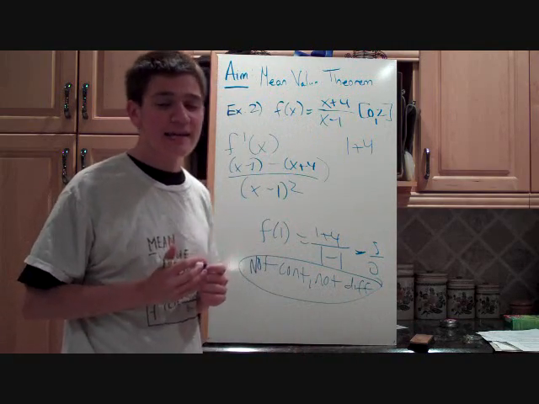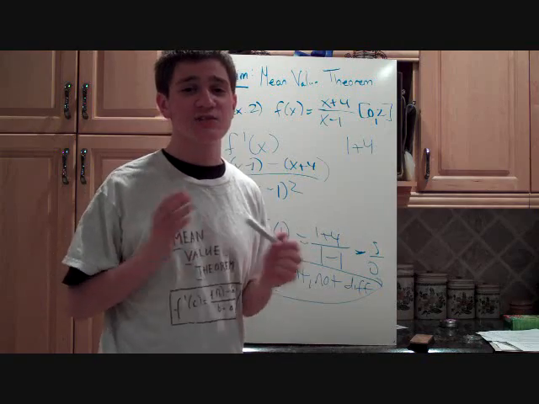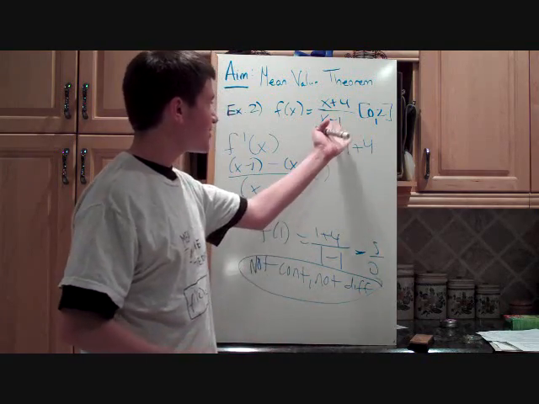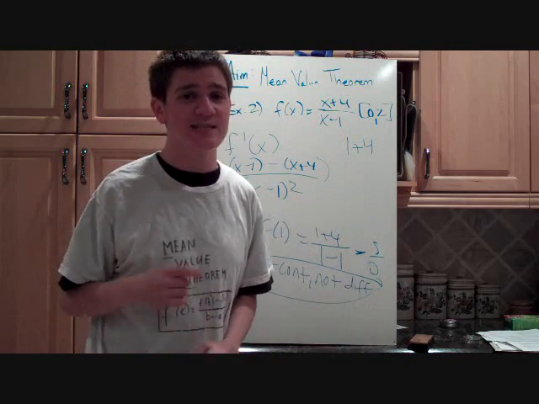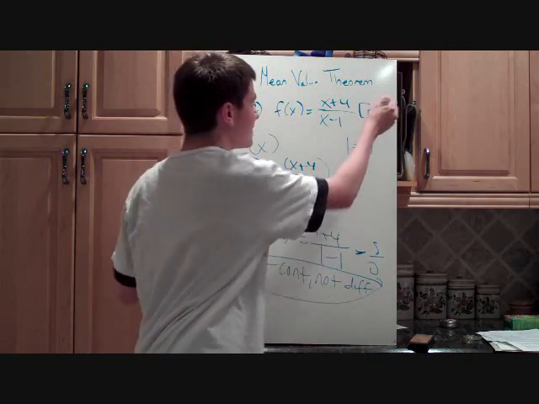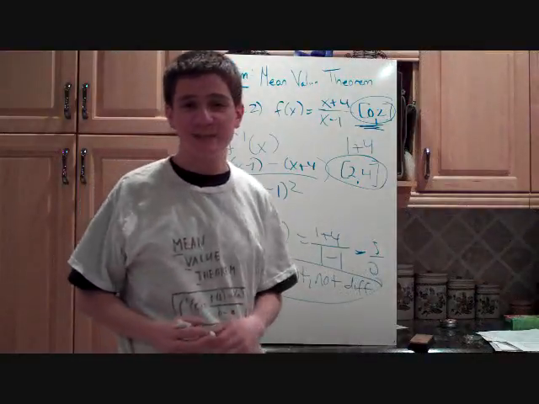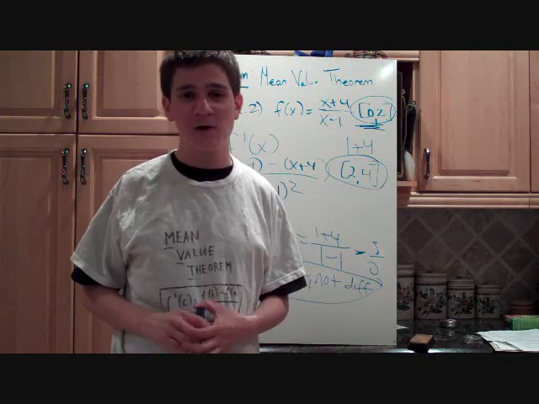Like I said, and I reiterate, it is extremely important that when you do these problems, you make sure that the graph is both continuous and differentiable over the given interval. It's f prime of c is equal to f of b minus f of a over b minus a.